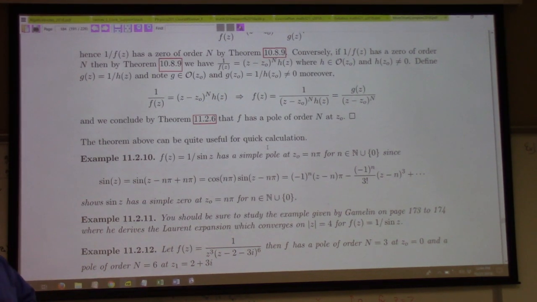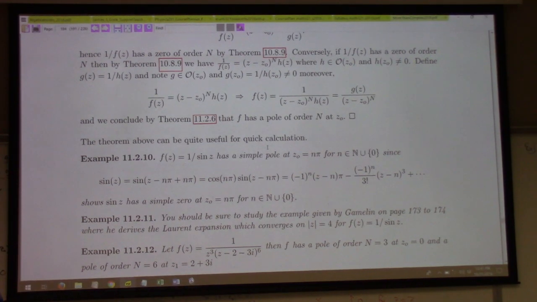We said, okay, first of all, f of n pi is 0. Second of all, f prime of z is cosine z. And cosine of n pi is minus 1 to the n, which is non-zero. Therefore, n pi is a simple 0 of sine, right? I'm showing it's a simple 0 by simply manifesting the power series expansion and identifying from this expansion that it's a simple 0 because it's got a leading first order term, yeah.